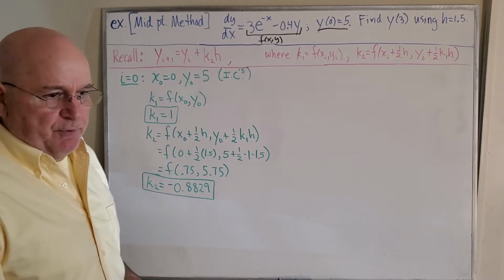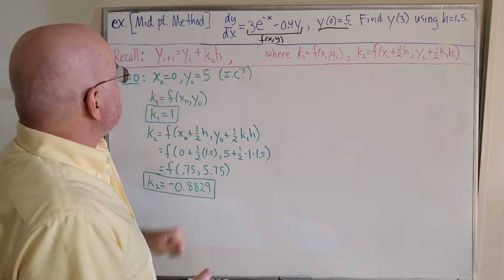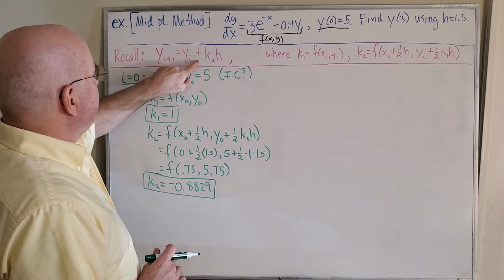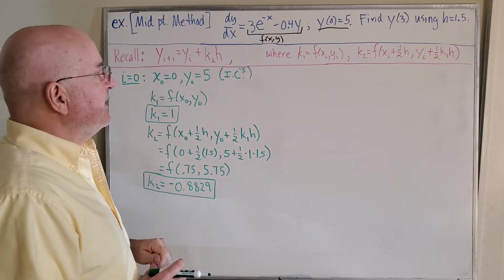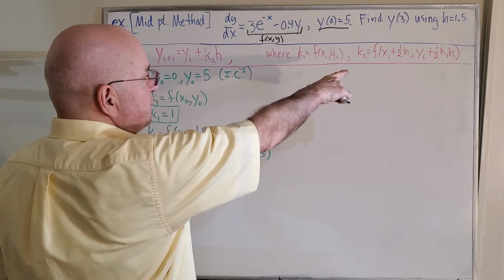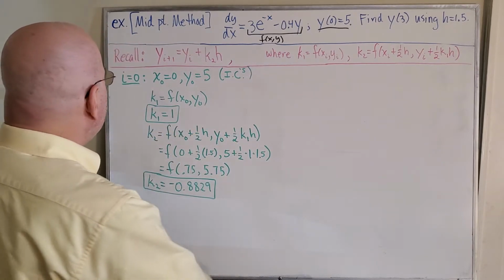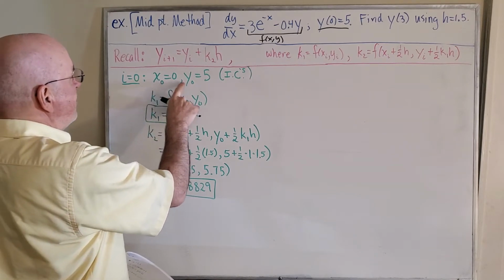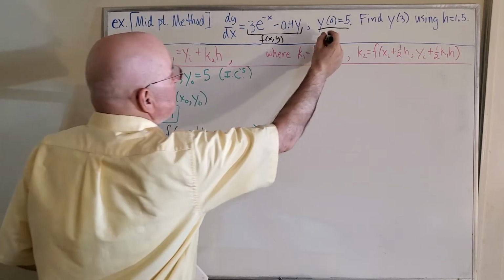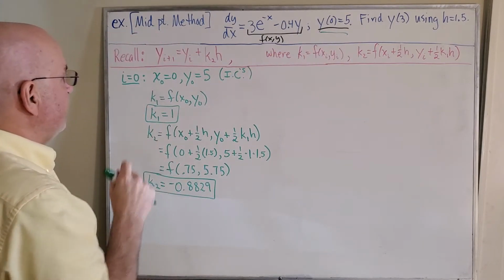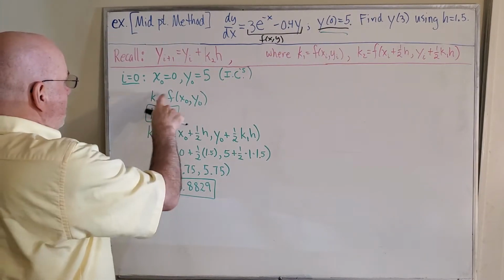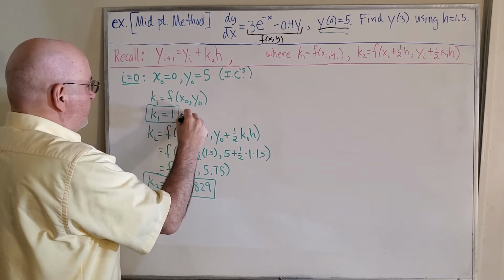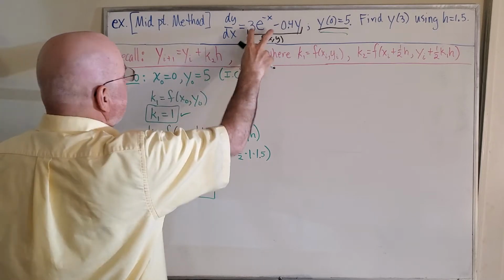Okay, same example, so the top looks the same. Here is the formula that we just went over: y(i+1) is yi plus k2 times h. That's the midpoint formula. k1 and k2 are defined right there. So i equals 0. We start off exactly the same way. x0 is 0, y0 is 5. That's just because of our initial conditions. So k1 is exactly the same as last time. Plug 0 and 5 in here, and you're going to get a 1.